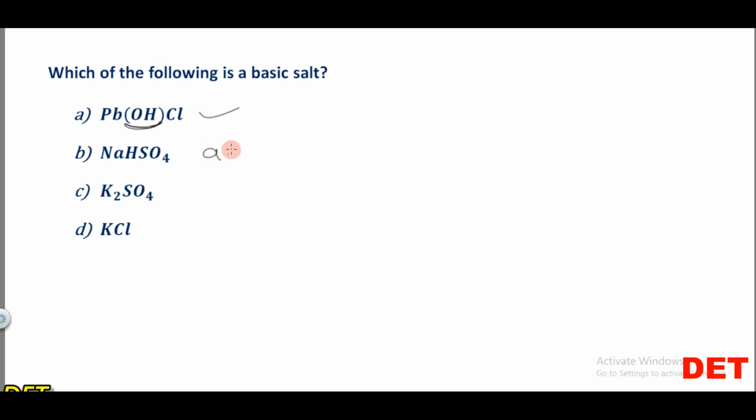This is an example of an acid salt. Why is it an acid salt? It's an acid salt because it contains hydrogen atom or hydrogen ion. Then this potassium tetrasulfate 6 is an example of a normal salt, and this potassium chloride is also an example of a normal salt. So the only basic salt we have here is lead hydroxide chloride. This is an example of a basic salt.